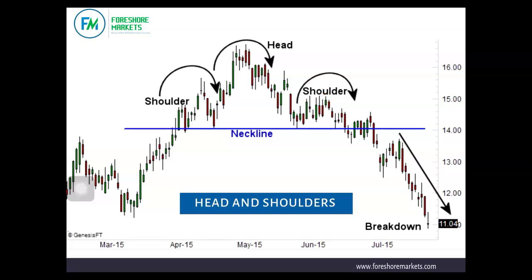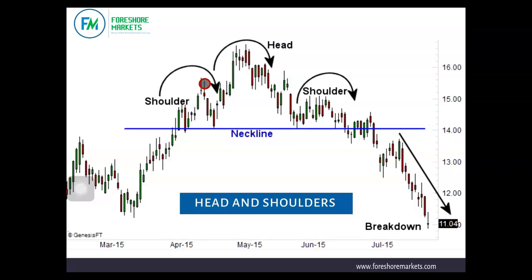A higher high, right? A high and two lower highs on the left and on the right. That forms your head and shoulders pattern. Just like I taught you in double tops and double bottoms, the key is the neckline. The key is the neckline.